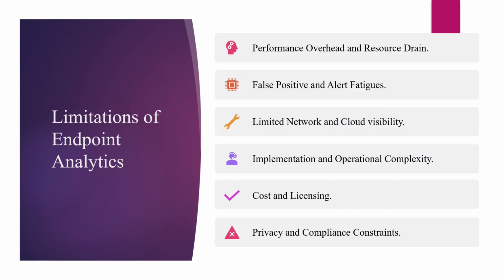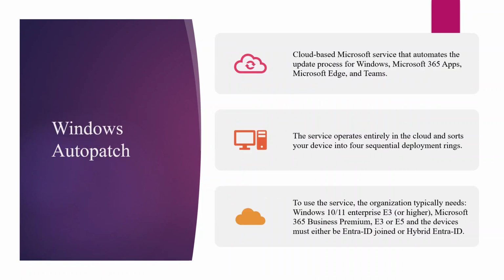The next service that we have is called the Windows Autopatch. Windows Autopatch is a cloud based Microsoft service that automates the update process for Windows, Microsoft 365 applications, Microsoft Edge, and Microsoft Teams. In traditional environments, admins used to spend a lot of time planning, testing, and deploying updates. They needed to make sure updates do not break the user's devices.